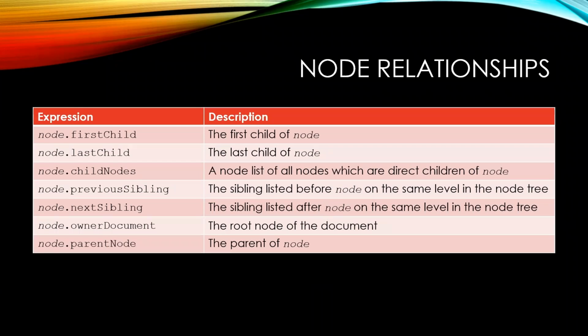The different relationships that we can identify between nodes are found in this table. We can have a first child or a last child. We can have child nodes, which would list all of the nodes that are children. We can have previous sibling and next sibling. We can also have the owner document, and that would be the root node of whatever your document is. And finally, we can ask for the parent node of a specific node. Here we have the word node, and what you would put there would be the identifier of the node.